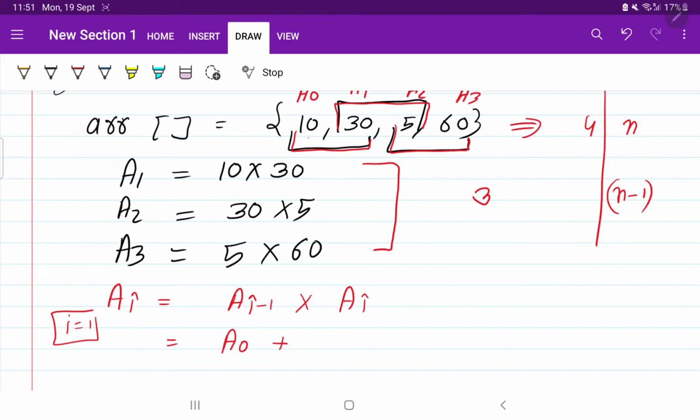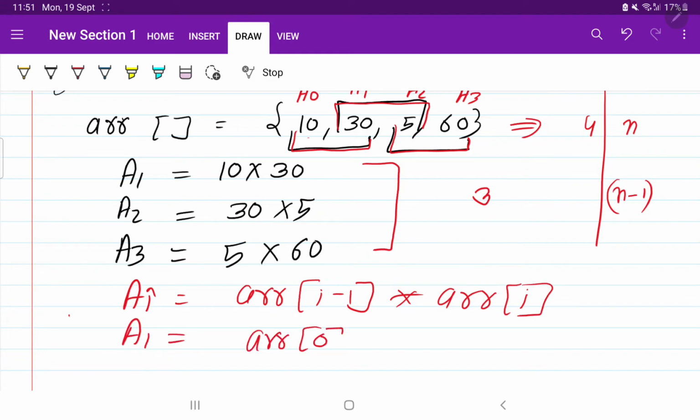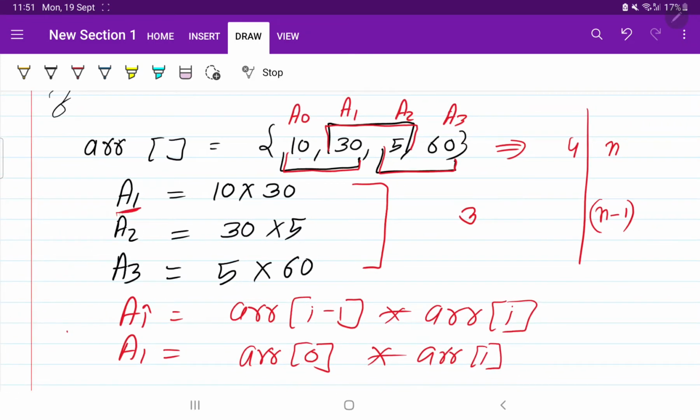Sorry, let's say this is Mi instead of A. It will be a bit easier for us because M represents the matrix here. Or let us write A also. Let's write in the form of array. So Ai will be equal to array of i minus 1 multiplied by array of i. Now you are going to ask how? I say put i equal to 1. It will be array of 0 multiplied by array of 1. Okay, now let us check this. A1, array of 0 is 10. Yes, 10. Multiplied by array of 1 is 30. So you told me that yes, it is correct.